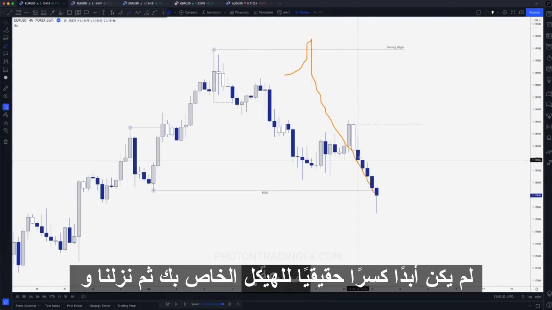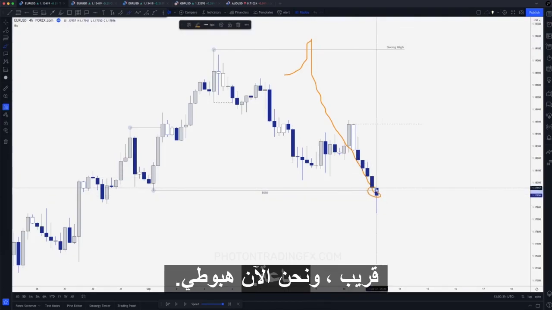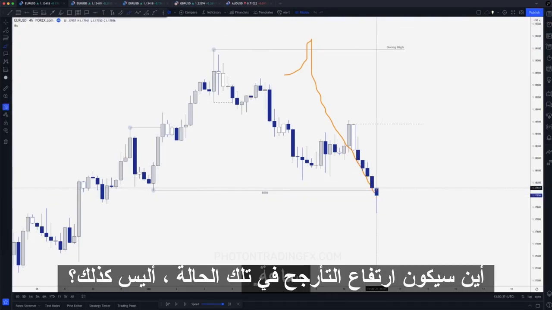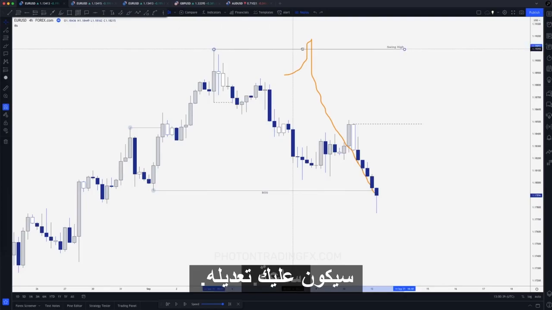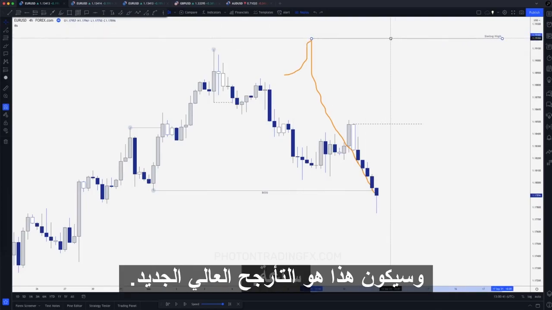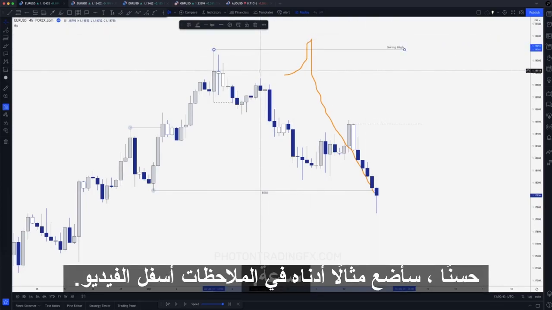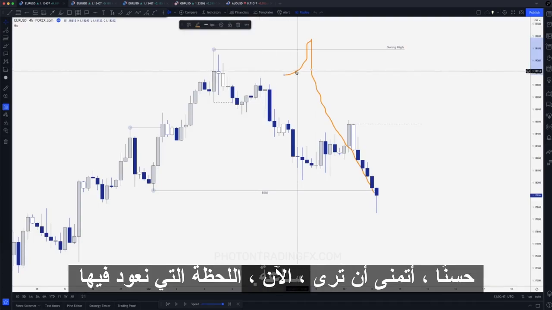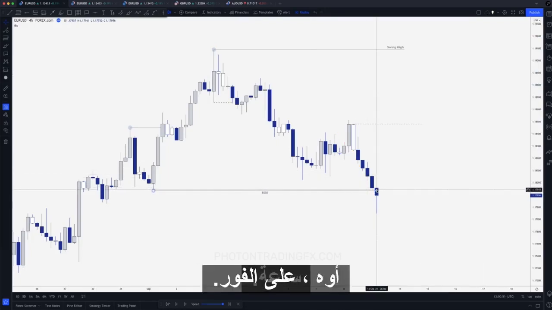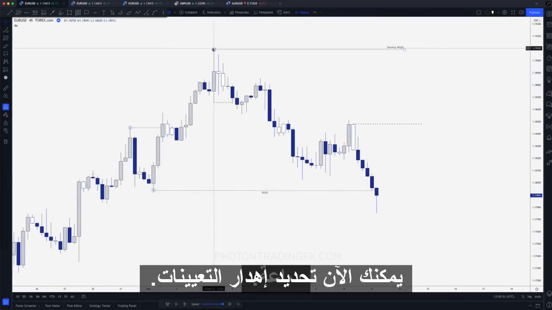It was never a true break of structure, and then we come down and close, and now we're bearish. Where would the swing high be? In that instance, you would have to adjust it, and this would be the new swing high. I'll put an example in the notes below the video to explain that. Hopefully you can see now, the moment we get that candle closure below the low, straight away you can define where your swing high is.